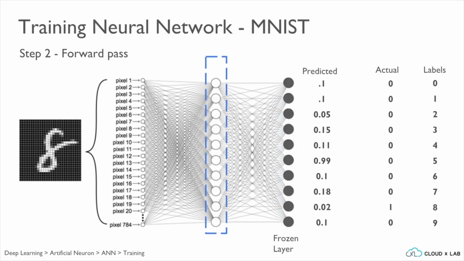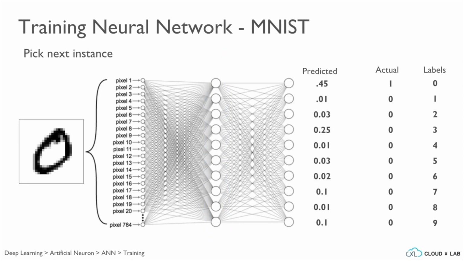Now we move to the previous layer, in this case the first layer. We tweak the weights and the biases of the first layer, keeping the second layer frozen, using gradient descent. Once we are done tweaking the weights and biases of both the layers, we move on to the next instance.